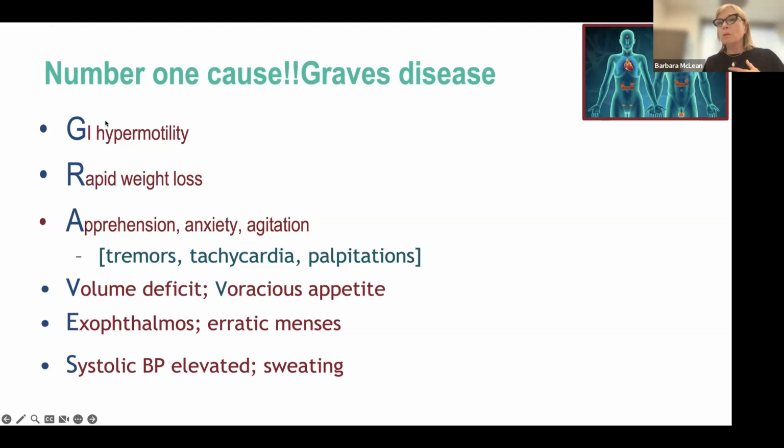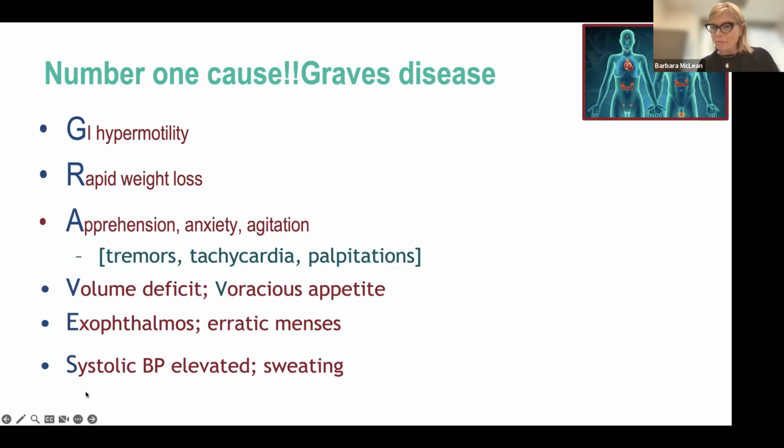So I wish this was mine. It's not. Someone else published this, and it's in lots of articles on endocrinology and thyroid, but these are the things you expect to see: GI hypermotility, rapid weight loss, apprehension, anxiety, agitation, volume deficit and a voracious appetite, exophthalmos and erratic menses, and elevated systolic blood pressure and sweating, all of which spells Graves.